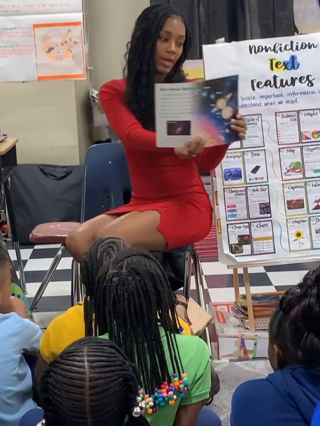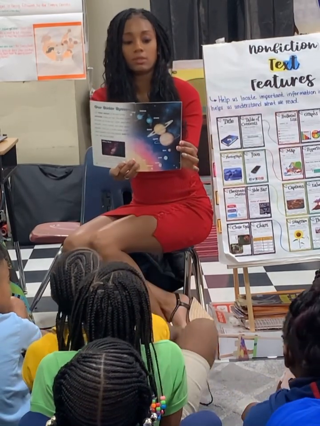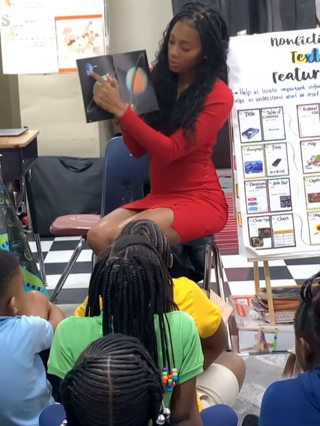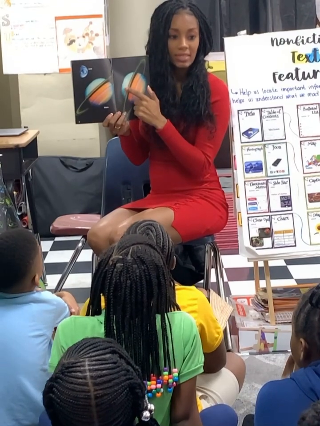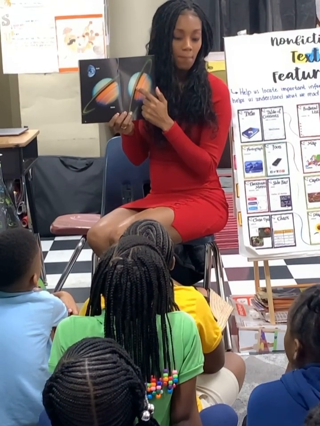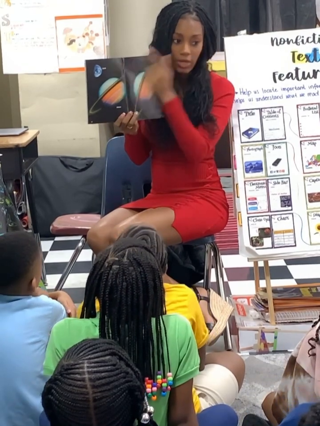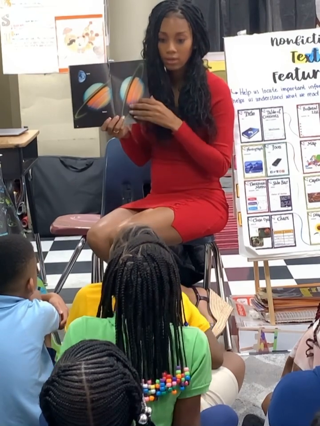And on the other page, it is showing you all of the 8 planets. Look how small the Earth is compared to Saturn. When you see something like this, the author is making a comparison in size. It's trying to let you know that Earth is a smaller planet than Saturn, okay?